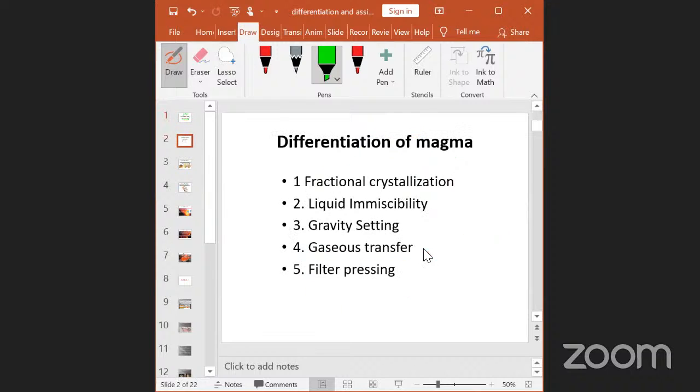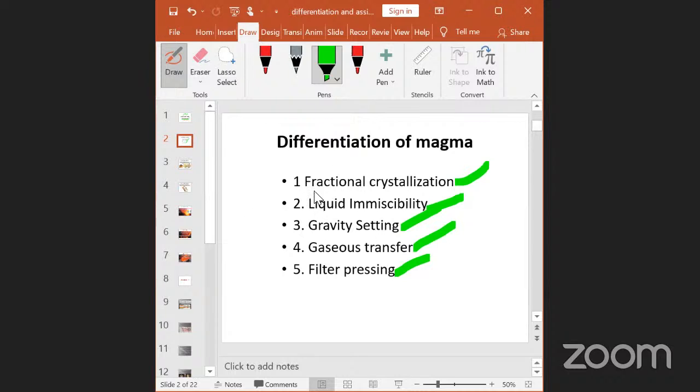This differentiation of magma is done by different processes. Those are five processes. The first one is fractional crystallization, the second is liquid immiscibility, the third is gravity settling, the fourth is gaseous transfer, and the last one is filter pressing. So these are the different types of processes in differentiation of magma. Now we are going to learn one by one.